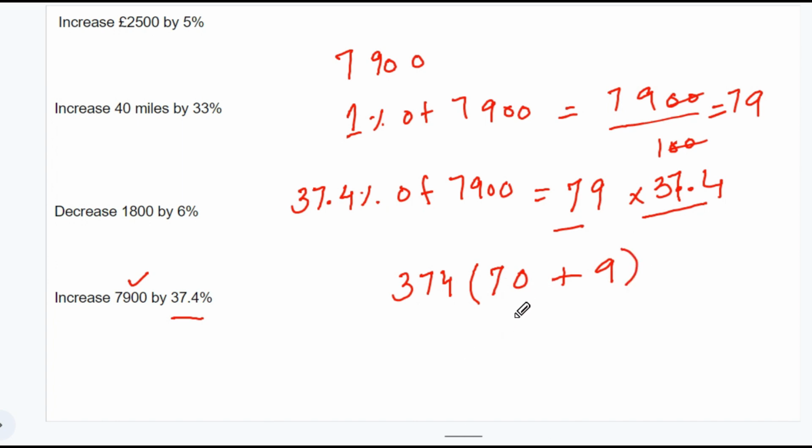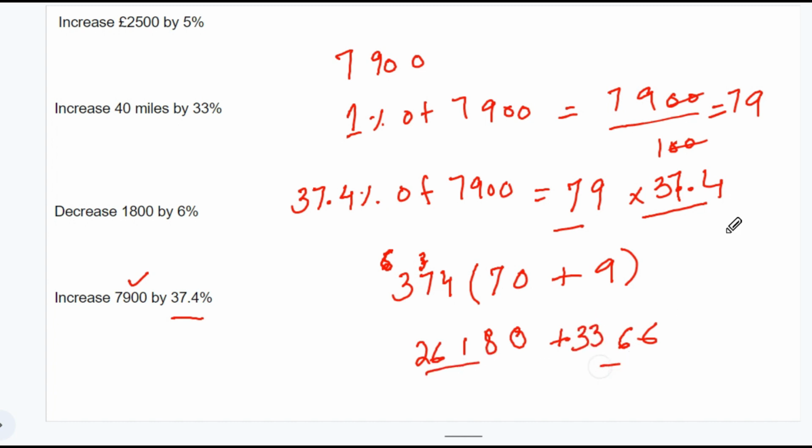When you multiply, 0 will be as it is and we need to multiply 7 times 4, which is 28, 7 times 7 is 49, plus 2 will give you 51, and 7 times 3 is 21. 21 plus 5 will give us 26. Here we need to multiply it by 9, that is 9 times 4 is 36 and 9 times 7 is 63. 63 plus 3 will give us 66, and 9 times 3 is 27. 27 plus 6 will give us 33, right?